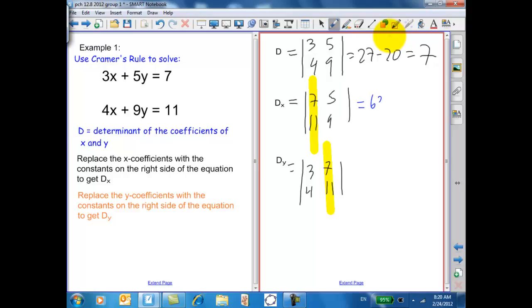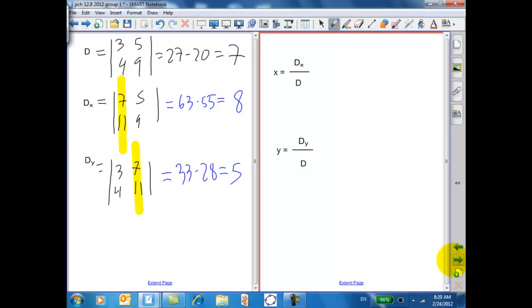All right? Now let's actually calculate those out. Then you get 63 minus 55. That works out to be 8. And here we get 33 minus 28, and that works out to be 5. So, all you have to do now to find x is take the ratio of the determinants. D sub x is 8, and D is 7, so x is 8 sevenths. D sub y is 5, D is 7, so y is 5 sevenths. So that's your point, 8 sevenths, 5 sevenths.